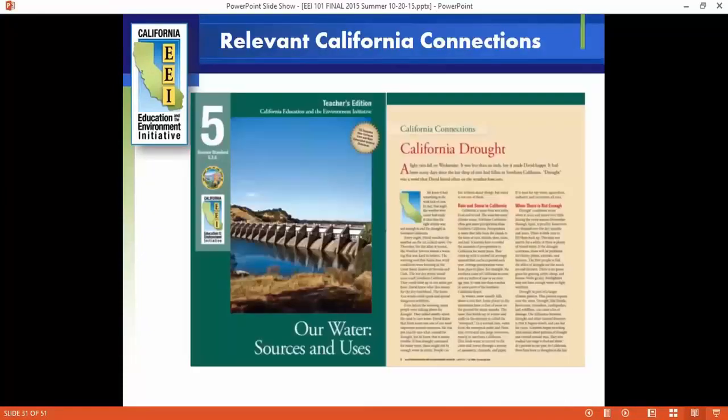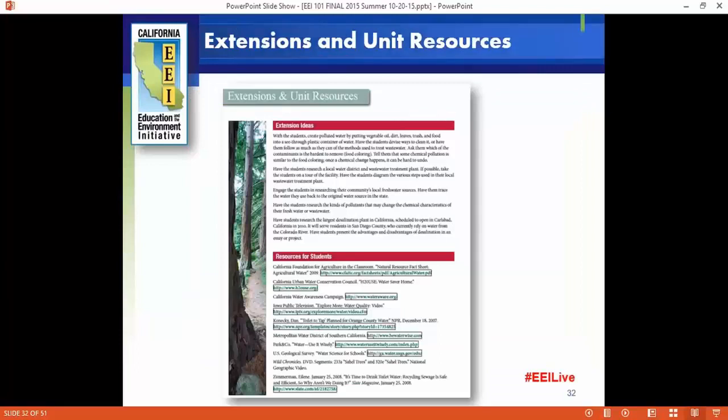And here's another thing I love that I had mentioned, the California Connections. I can't tell you how exciting it is to students to come across things in textbooks that they have some prior knowledge or experience with, or that they're hearing about in the news. Exactly, the things that are part of their daily life. And this is one of the real powerful and rich aspects of EEI. And I know whatever unit you choose and whatever unit you teach, you will also appreciate the impact it has on your students. And then, of course, there are extensions and unit resources, and there are a lot of them.